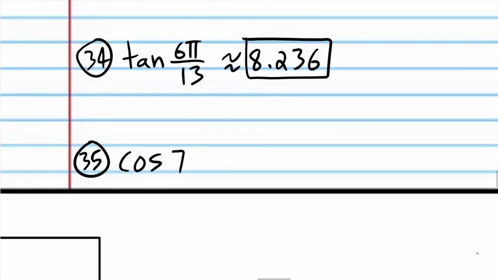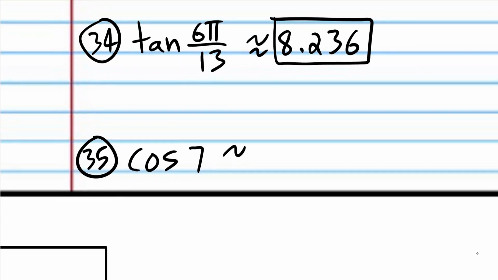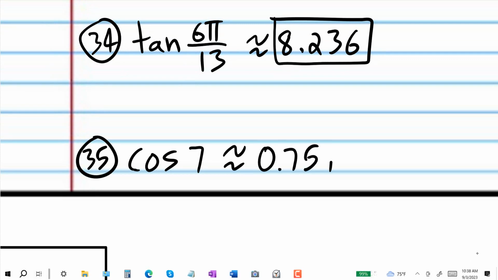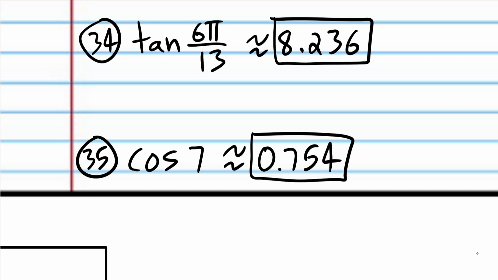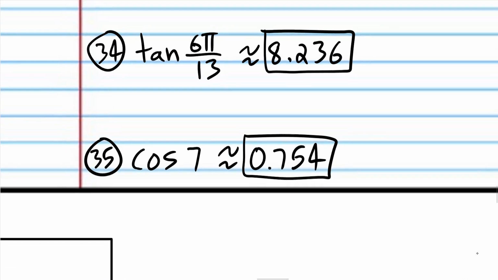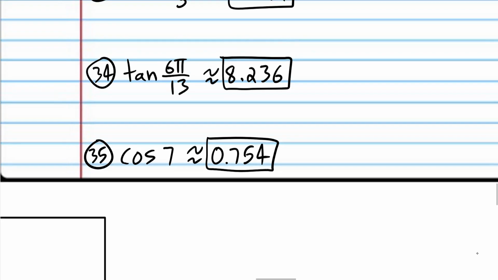Okay, we're back. So in my graphing calculator, I'm going to press the cosine button, and then enter 7, and then press the enter button, and I get 0.754. So if you got that right, good. If you're going to use an iPhone, press 7 and then press the cosine button, and then you have your answer.